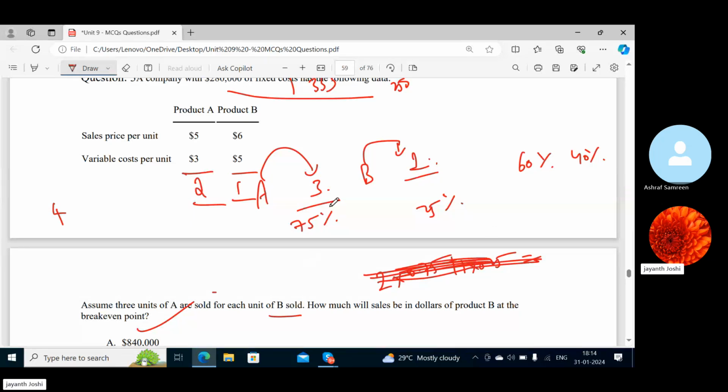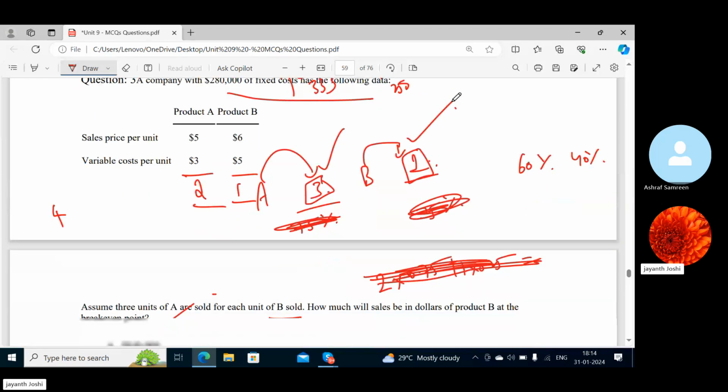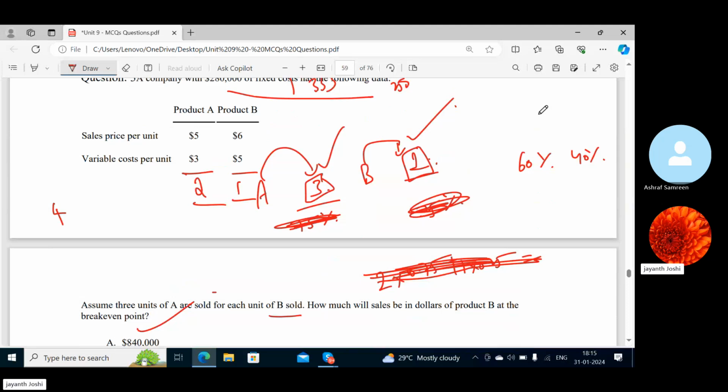Because if the number of units is given, we don't know the total number of sales, right? We only know the number of units. If 1 unit of this is selling, 3 units of this will sell. But we don't know totally how much they are selling, so we can't find out the proportion of sales. Can we do that?